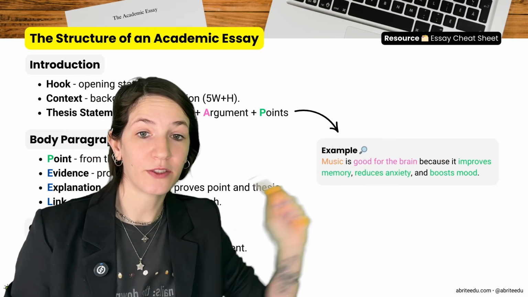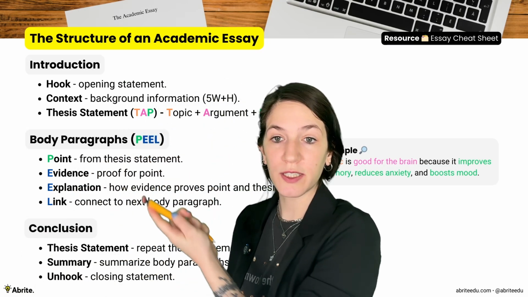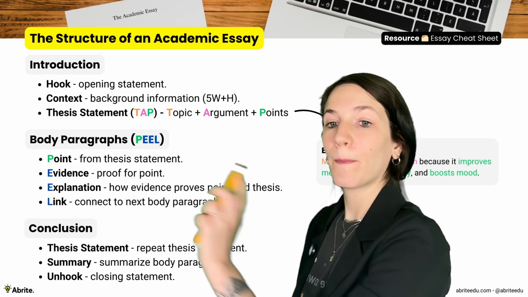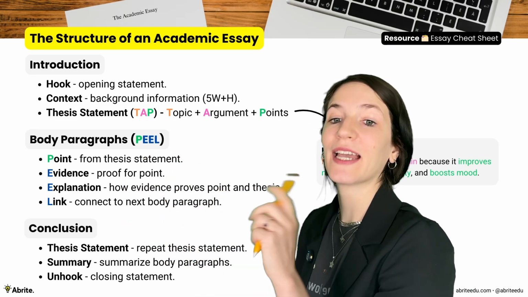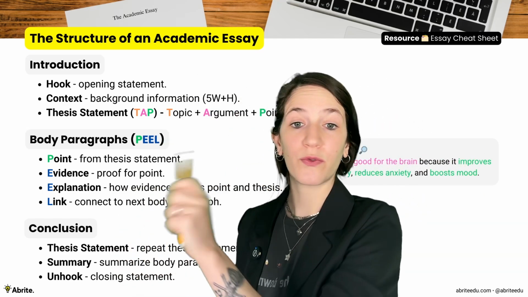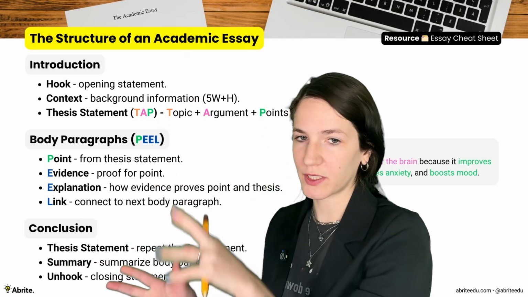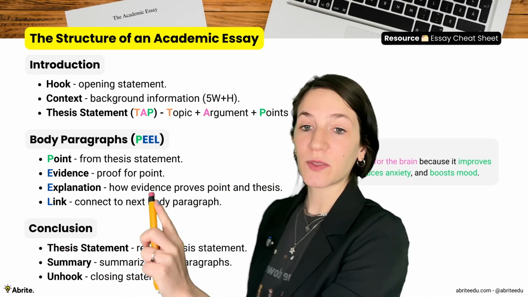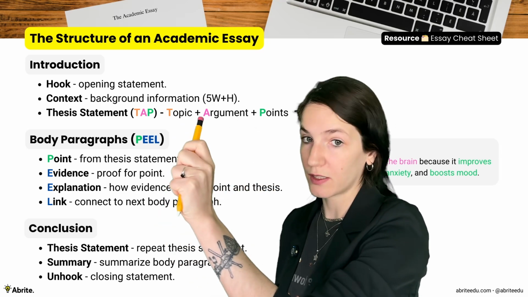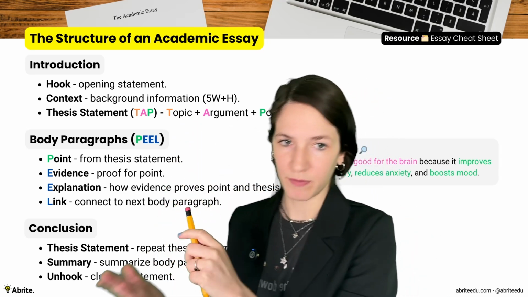Every point in your thesis statement gets its own body paragraph, and every body paragraph follows the same format. You can use the acronym PEAL to remember that format: point, evidence, explanation, and link. As we agreed, you get your point from your thesis statement. Your evidence is proof for your point. This can be facts, statistics, quotes. We're going to go into all of this in more depth in this series. Your explanation shows how your evidence proves your point and how your point proves your thesis statement. And finally, your link connects to the next body paragraph or your next point.